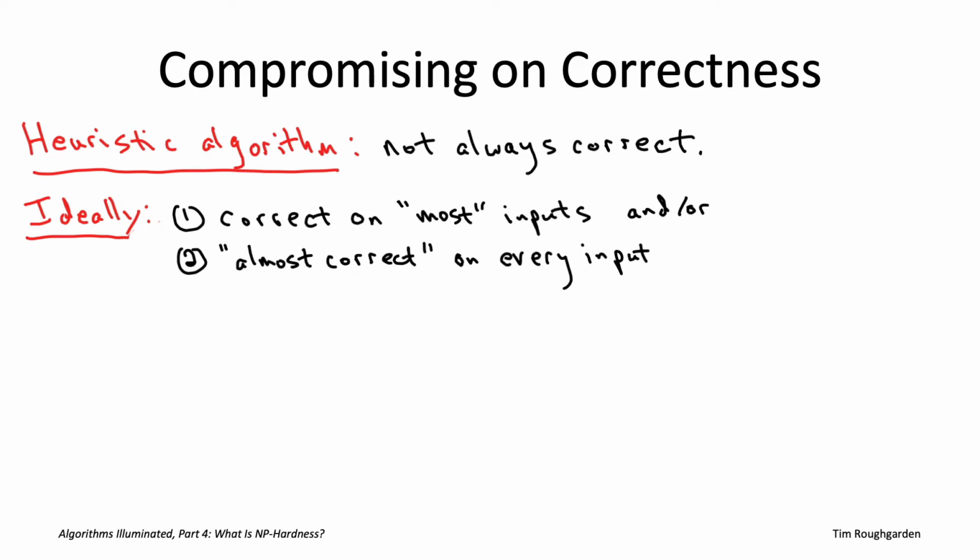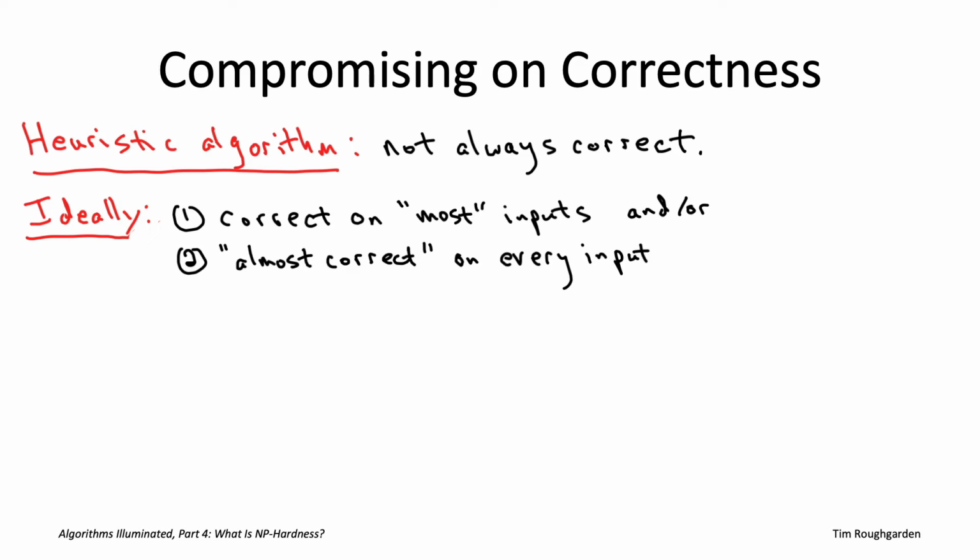Well, that's probably easiest to interpret for optimization problems, where the goal is to compute a feasible solution, like say a traveling salesman tour, with the best objective function value, like say you want to minimize the total cost of the tour. Almost correct then means that the algorithm outputs a feasible solution with objective function value close to the best possible, like a traveling salesman tour with total cost not much more than that of an optimal tour.